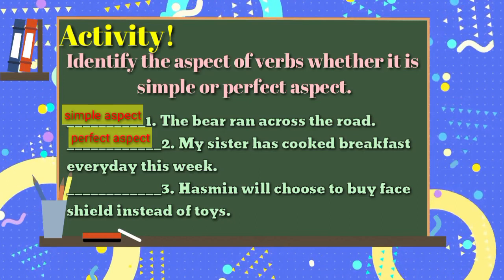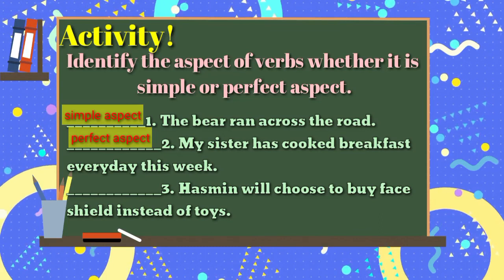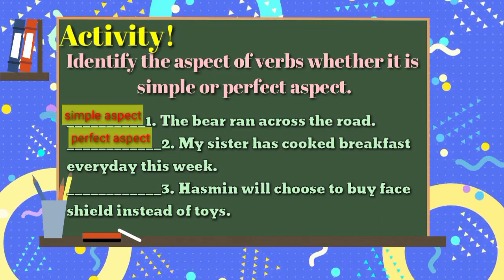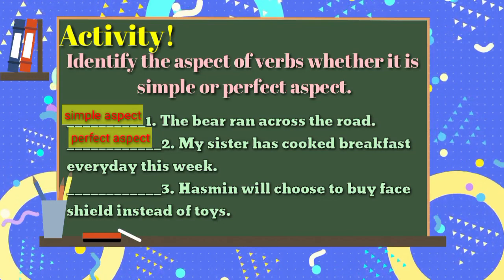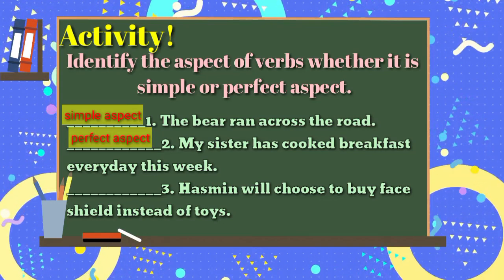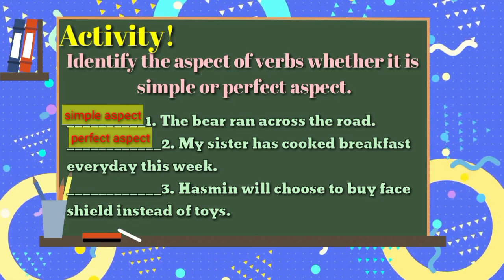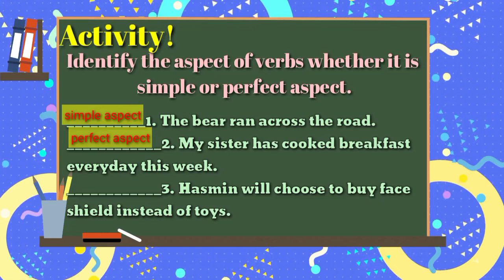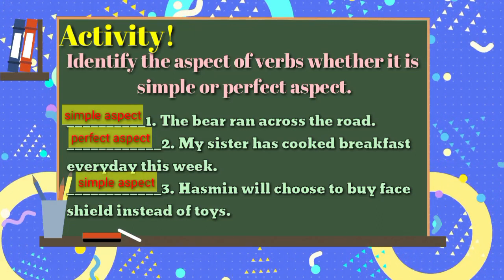In number 3 sentence, Hasmin will choose to buy face shield instead of toys. What is your answer, learners? Fantastic! The sentence expresses an action that will happen in the future, and it falls under simple aspect, which is the simple future tense.